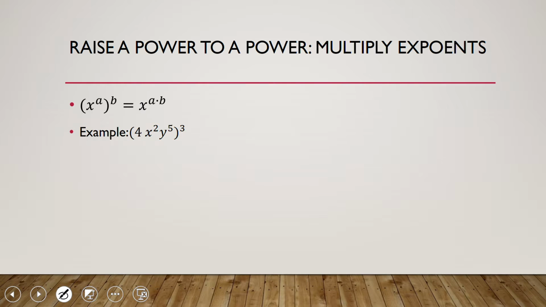Looking at an example, this one is tricky because we have a number inside there as well. We have a coefficient. That coefficient gets raised to the power because it is inside those parentheses with everything else. So when we work this one out, we are going to have 4 to the power 3 because that 3 exponent works on everything inside. Then when we do our x values, we'll have 3 times x's exponent, which was 2. So we'll get 6. And for our y's, y had an exponent of 5. So we'll do 5 times 3 to get 15.